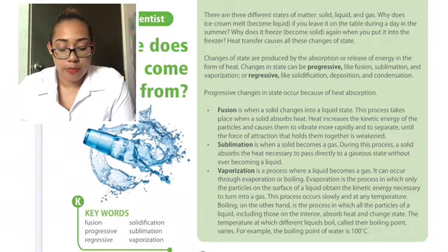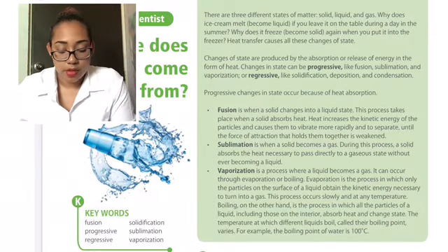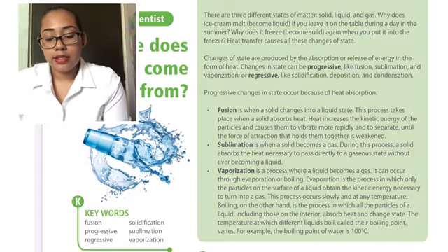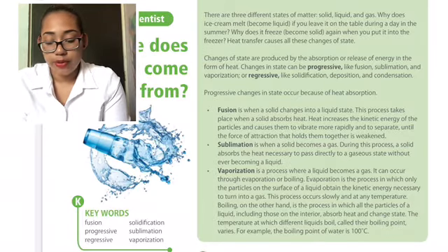Changes in state can be progressive, like fusion, sublimation, and vaporization, or regressive, like solidification, deposition, and condensation. Progressive changes in state occur because of heat absorption. Let's read what those heat absorptions are. Fusion is when a solid changes into a liquid state. This process takes place when a solid absorbs heat.